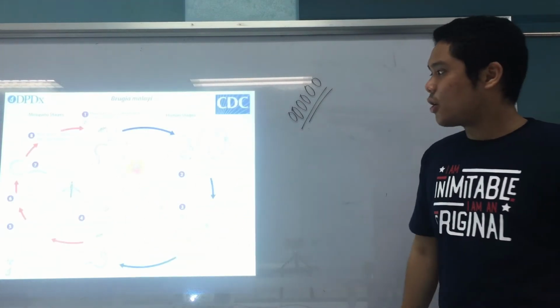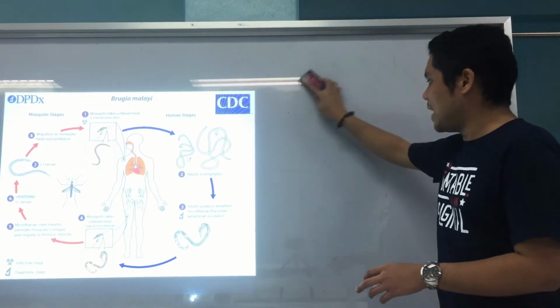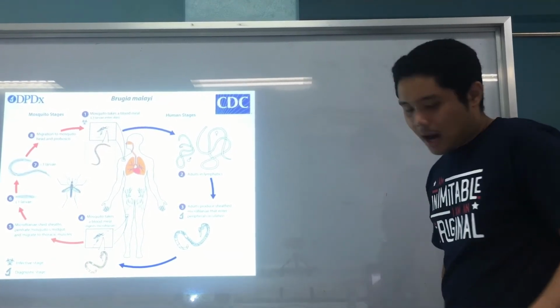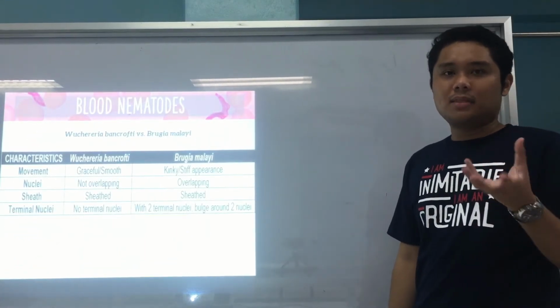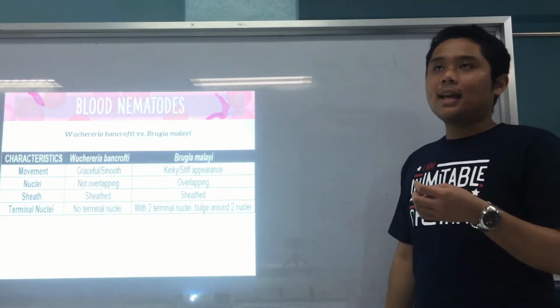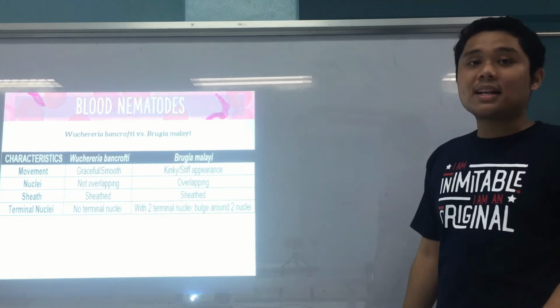Now for the life cycle, it's also the same as Wuchereria bancrofti. Now we compare the two because again, they have the same disease and they're quite similar with each other. So those are their differences and characteristics.